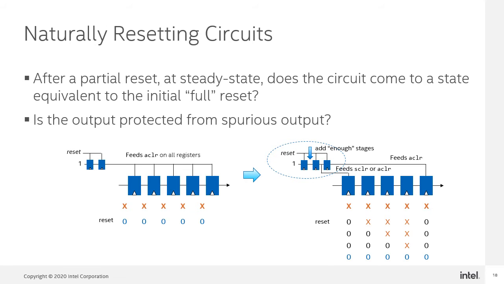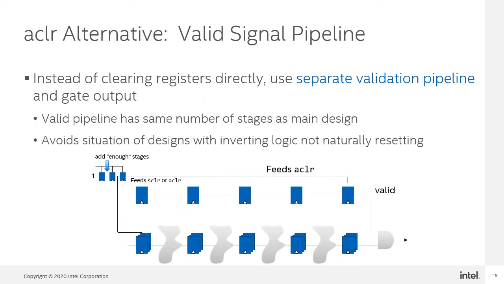If the modified circuit was unable to achieve the same steady-state reset condition, then the circuit does not naturally reset. If the modified circuit does not naturally reset, then other reset solutions can be explored. Another way of removing clears is to use a valid signal pipeline.